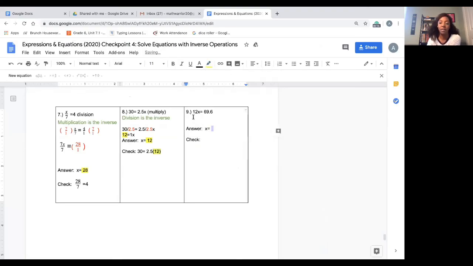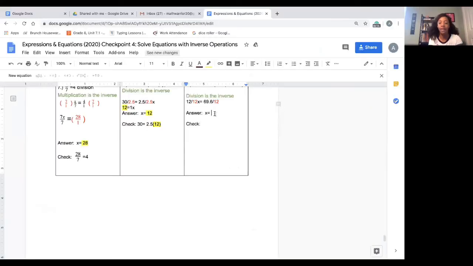Our final problem is 12x equals 69.6. I see here that we're using multiplication. That means that the inverse of multiplication is division. We're going to take our original problem and divide each side by 12. 69.6 divided by 12 gives me 5.8.